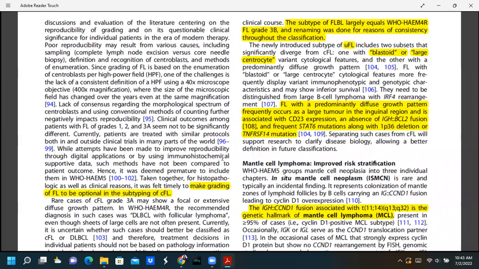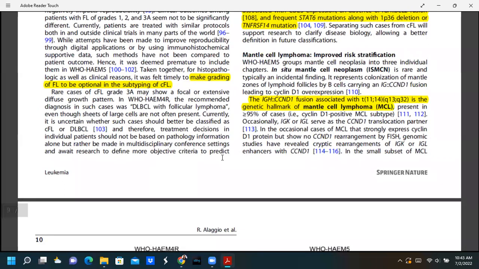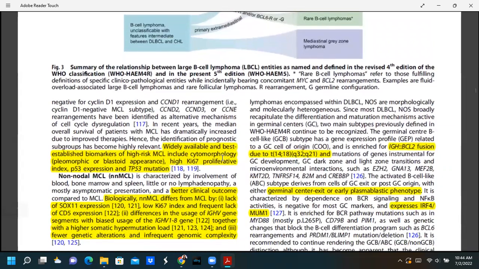Then coming to mantle cell lymphoma, they have tried to improve risk stratification. We know that initially mantle cell was divided into mantle cell and in situ mantle cell, and then some variants of mantle cell. In situ is where you just have the translocation; morphologically it is not that clear, but you have the translocation. The hallmark of mantle cell, as we know, is the IGH::CCND1 fusion, translocation 11;14, between IGH, immunoglobulin heavy chain, and CCND1, that is cyclin D1. This is present in 95% of the cases. But in occasional cases, in the remaining 5%, instead of IGH you could have light chain rearrangements, kappa or lambda, or instead of CCND1, you can have translocation with CCND2, CCND3, or CCNE rearrangement.